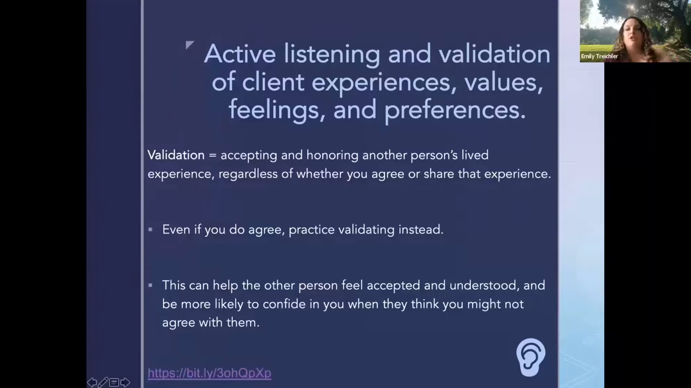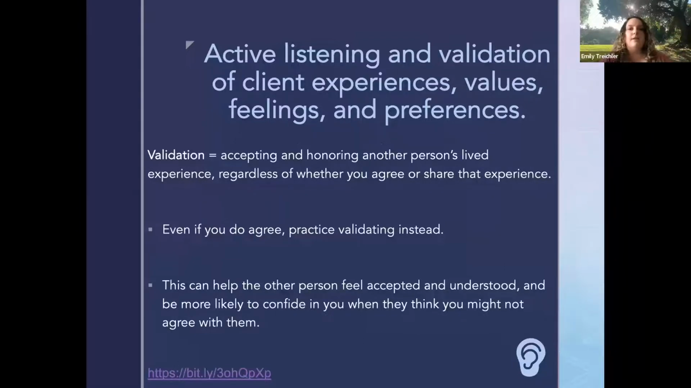The additional suggestion I would have for you is that even if you do agree with someone, they tell you about something and you're thinking, yeah, you have that totally right. I completely agree with you. Sounds terrible. They shouldn't have done that to you. Whatever your natural response is, practice validating instead.